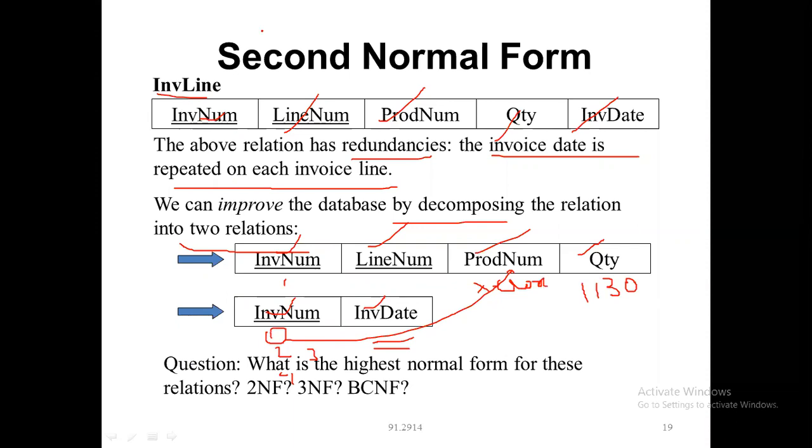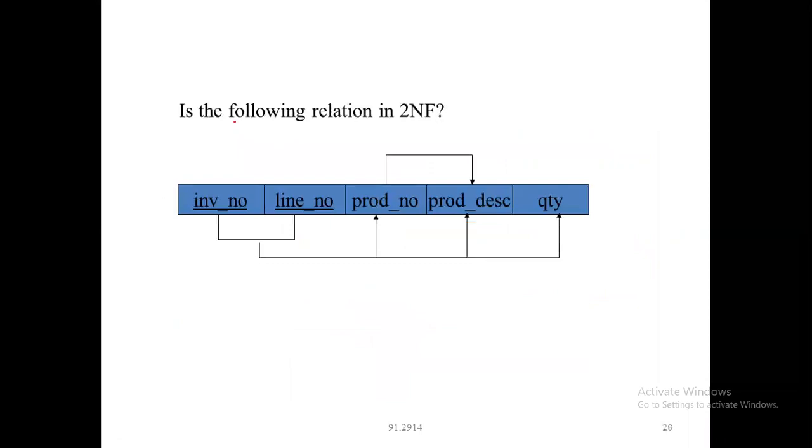So this is how you convert into second normal form. What is the highest normal form for this relation, whether it's 1, 2, 3 or 4? This question is left to you. When I ask, is the following relation in second normal form? Yes, we have the second normal form. So invoice number, line number, product description, and quantity. This depends on this, and this has the candidate key, and we have different kinds of alternate keys.